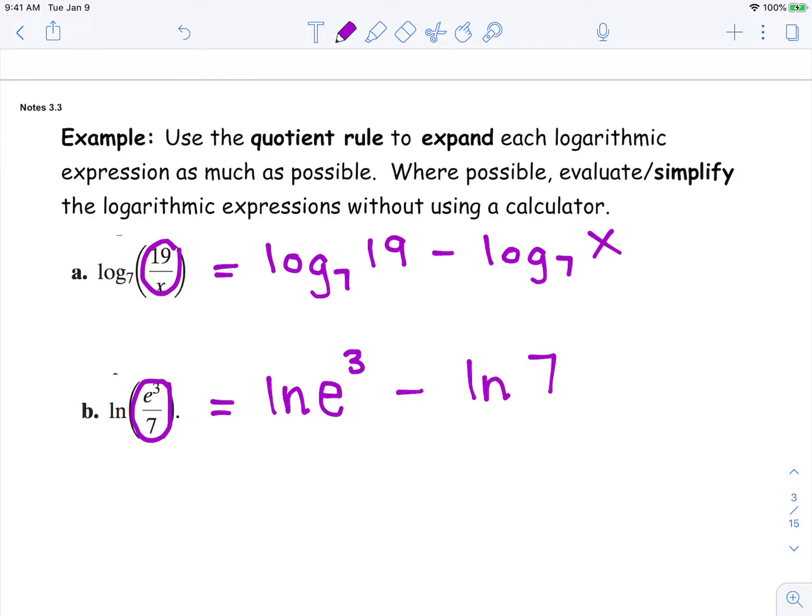Now, one of those you can simplify. This one right here. They are inverses of each other. A logarithm of natural log is the same thing as base e. And we have an exponential of base e. So these two undo each other, and we're left with 3. And then bring down the natural log of 7.